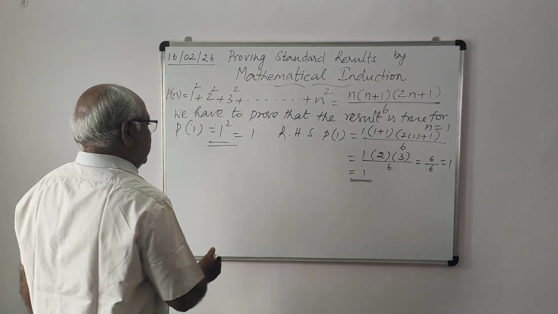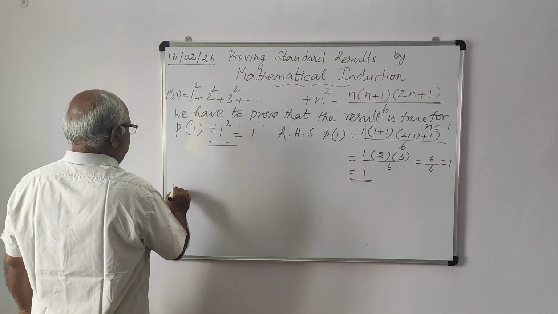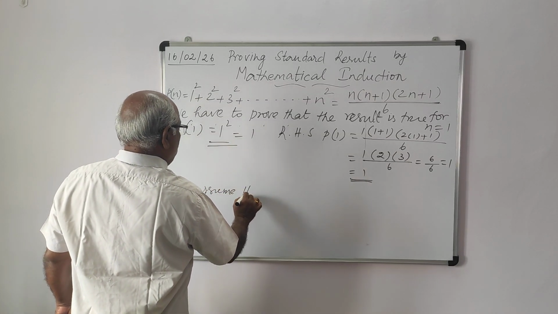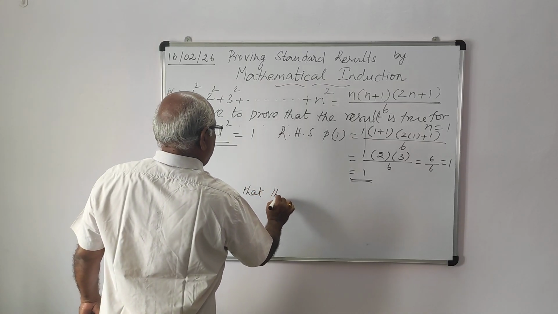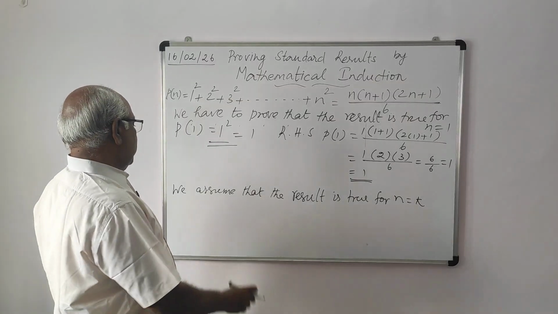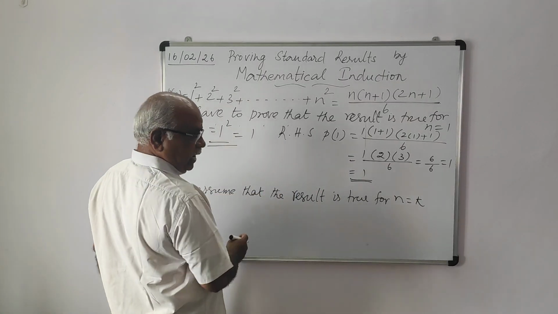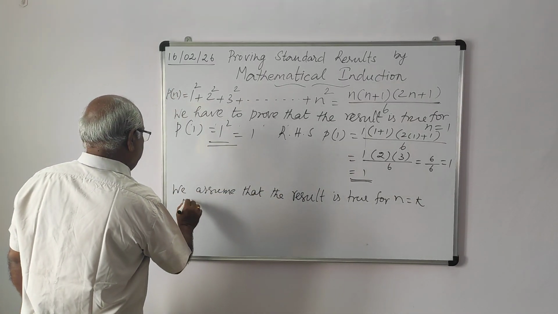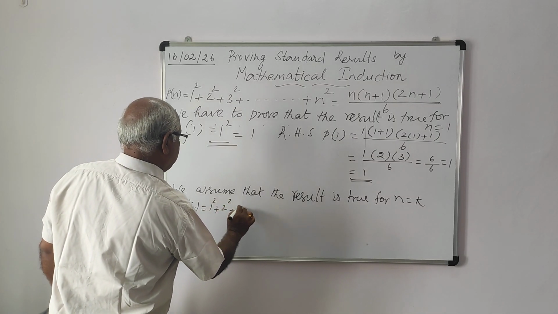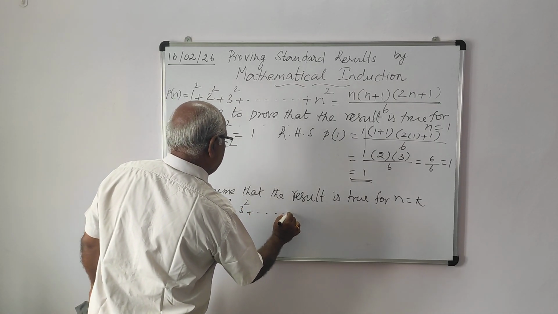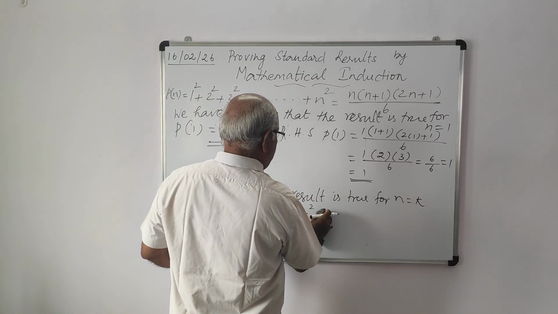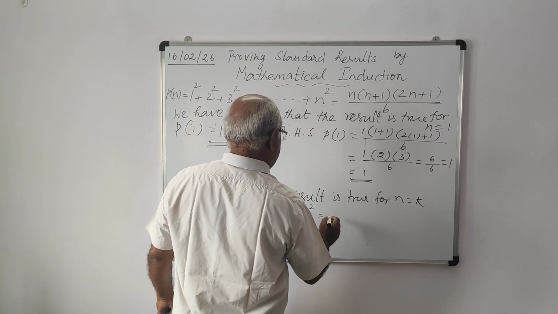Now, second step, induction step. We assume that the result is true for n equal to k. What is P of k? 1 square plus 2 square plus 3 square plus etc. plus k square equal to the right hand side, where instead of n we have to replace k.